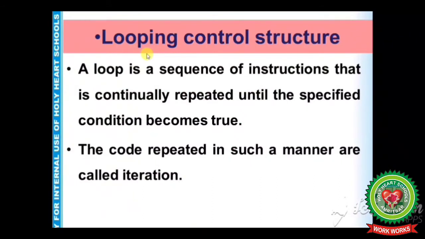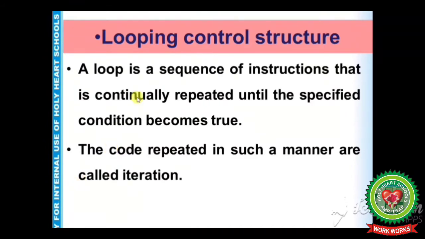What is looping control structure? First of all, we will discuss what a loop is. A loop is a sequence of instructions that is continuously repeated until the specified condition becomes true. It means to do a particular work a number of times.